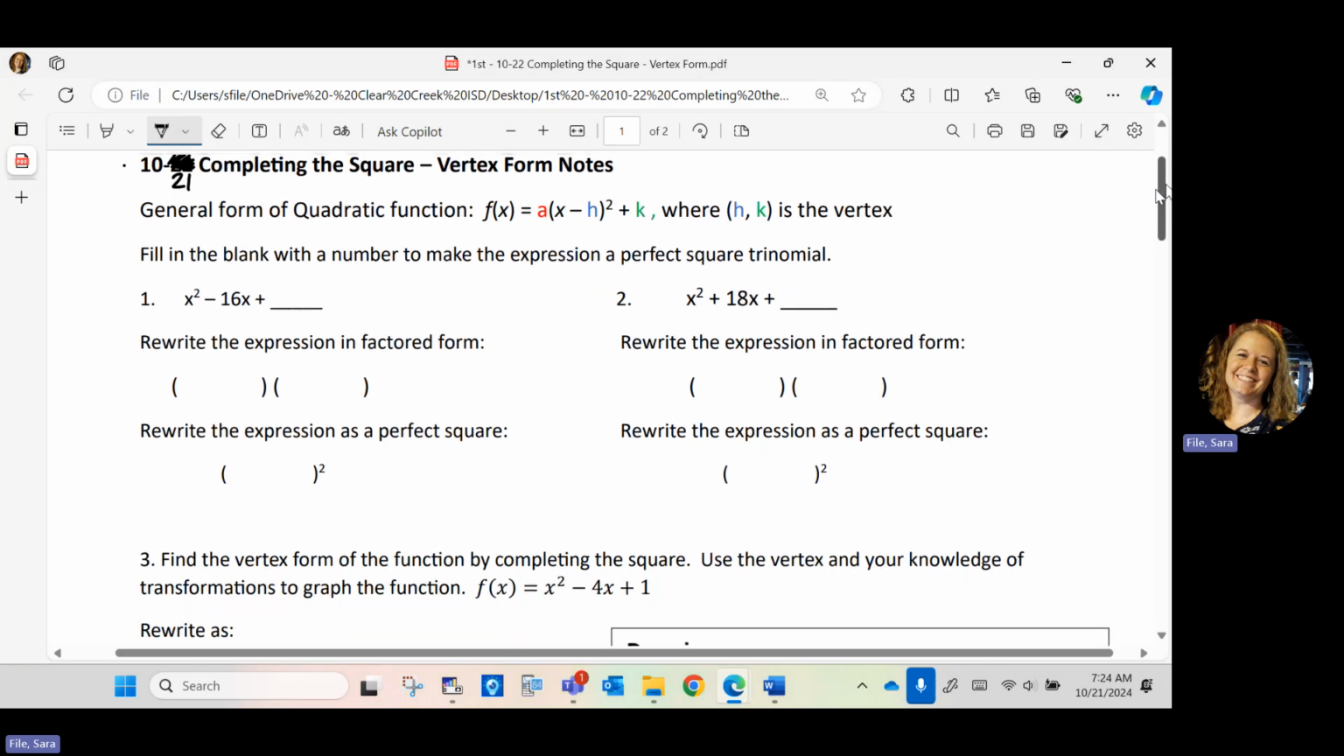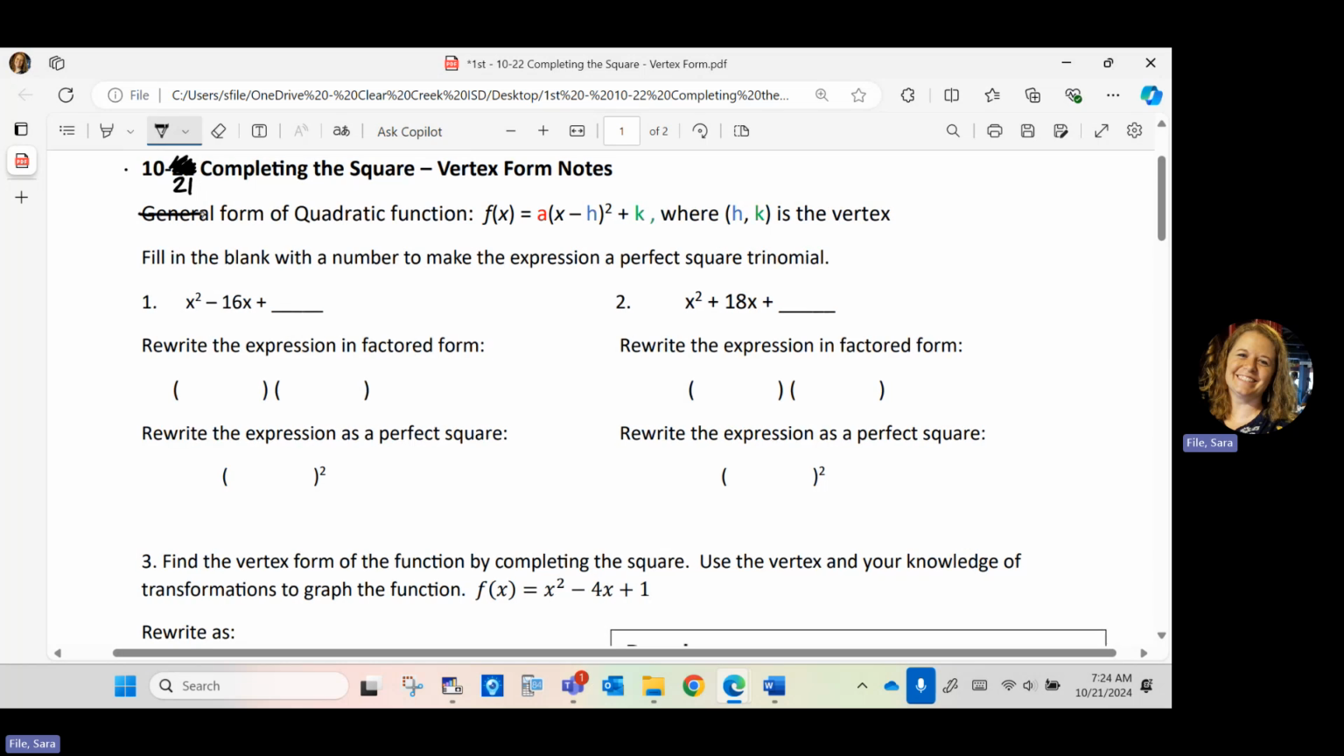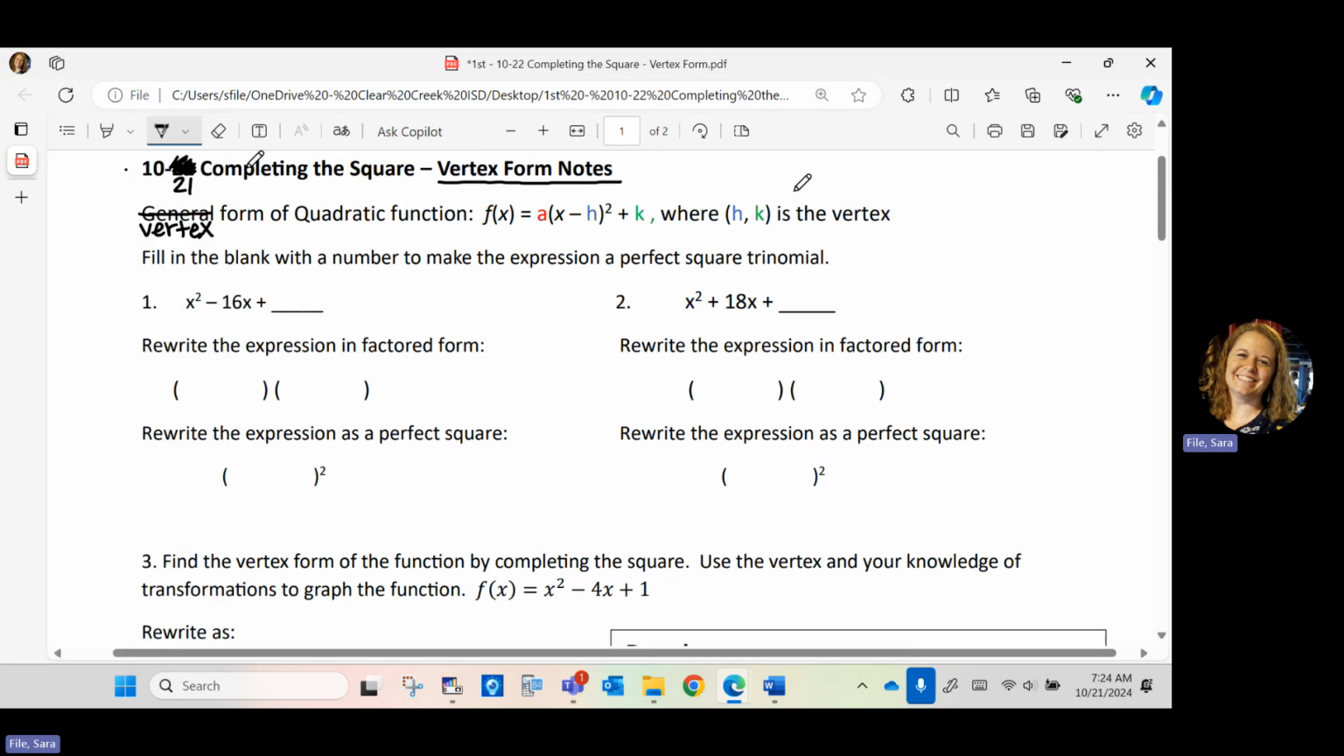Okay, so what we talked about on Thursday and Friday last week was changing from standard form to vertex form. Okay, they're saying right here that this is called general form. We call it vertex form, so I'm actually going to mark that out and put vertex. And it says vertex form right here. Okay, so we call it vertex form because we can see the vertex. Remember, (h, k) is the vertex.